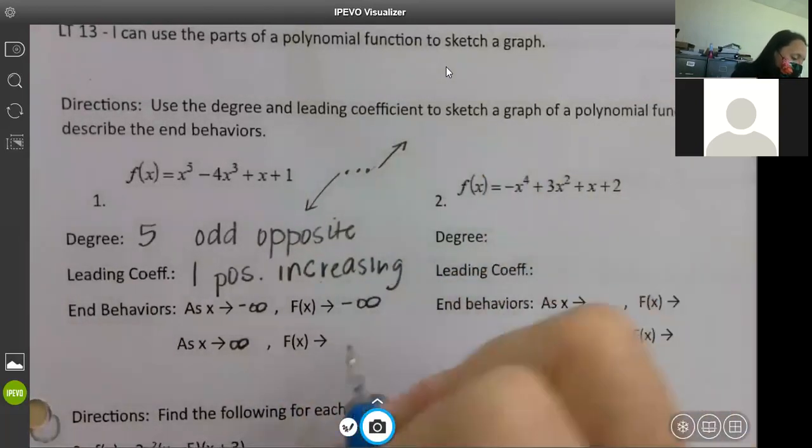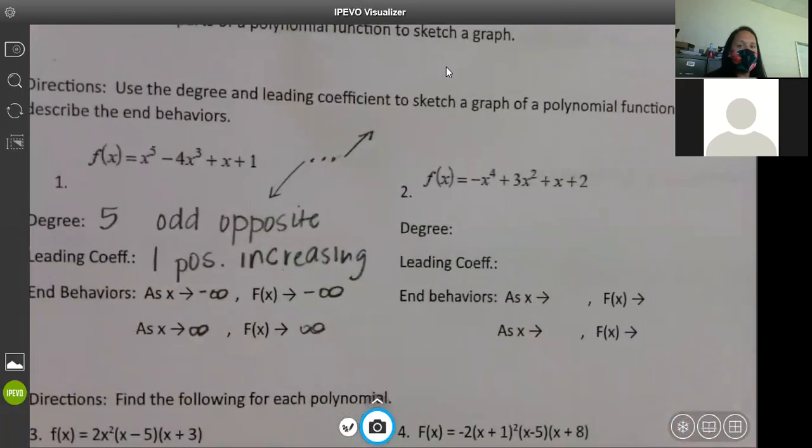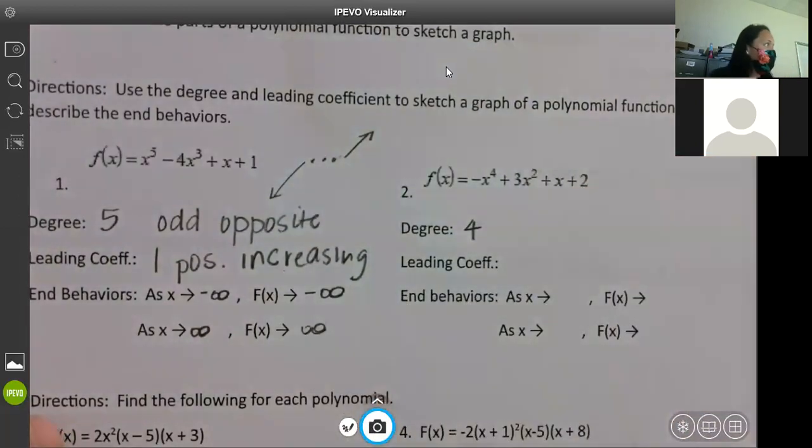Where's the other side? Those should not be any numbers. They should always be infinities. Everybody understand that? Do not put any random numbers. All right, look at your next one. It's the same exact thing. What's your degree? 4. Make sure you pick the highest power, please.